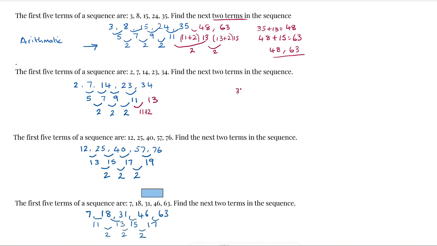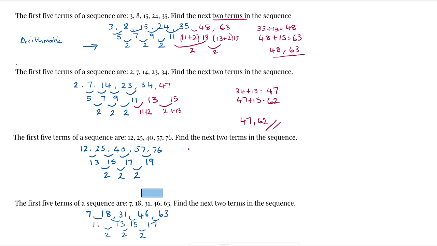So we've got 34 plus 13 equals 47. It's got similar numbers. Same again. 2 plus 13 gives us 15. And then we have 47 plus 15 equals 62. So our next two terms are 47 and 62.